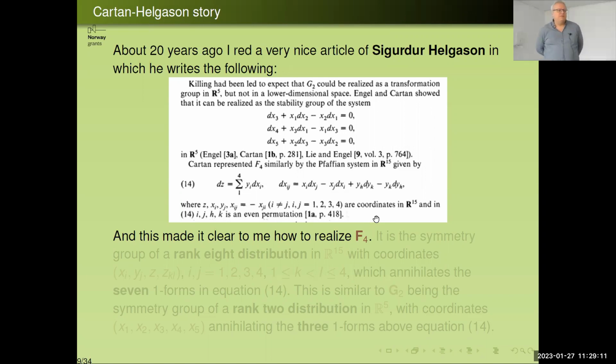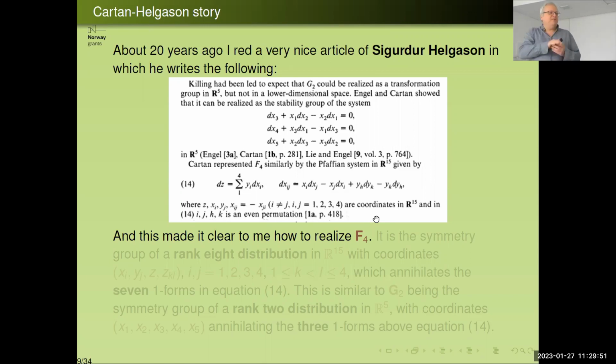Helgason even says it more strongly than I do, that G2 cannot be realized in lower dimension than 5. Helgason says that Engel and Cartan showed that it can be realized as the stability group of a system of free Pfaffian forms in dimension 5. Moreover, Helgason says, Cartan represents F4 in the same manner by a Pfaffian system in R15, given by these forms: one form, and here are 6 one-forms. So there are 7 one-forms in dimension 15.